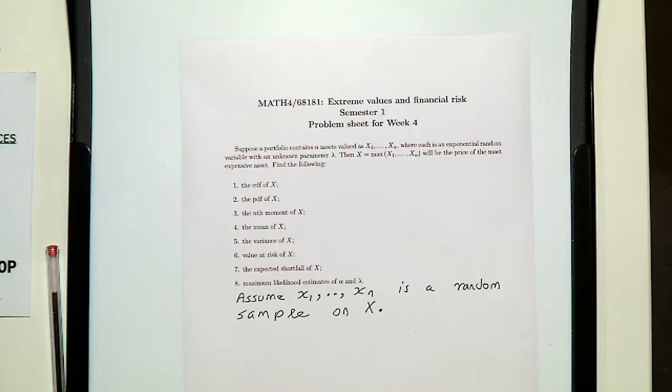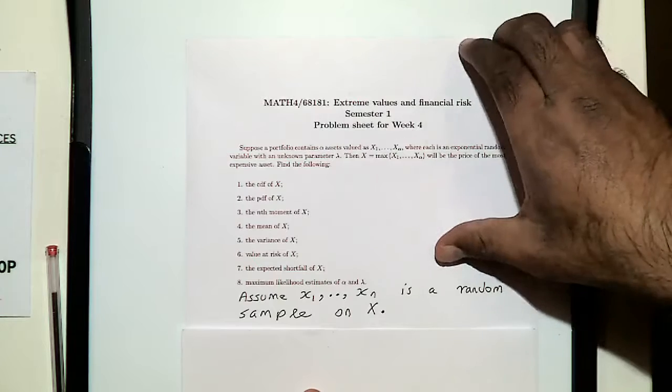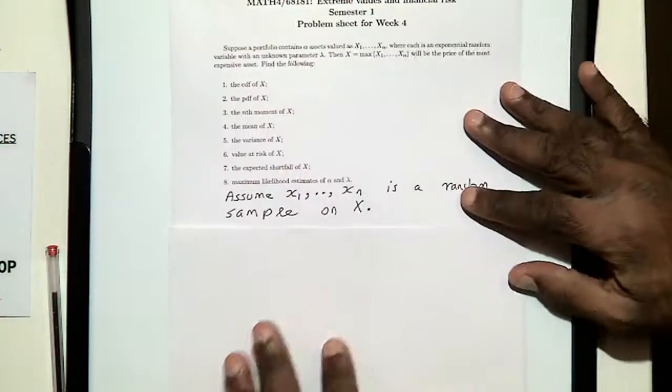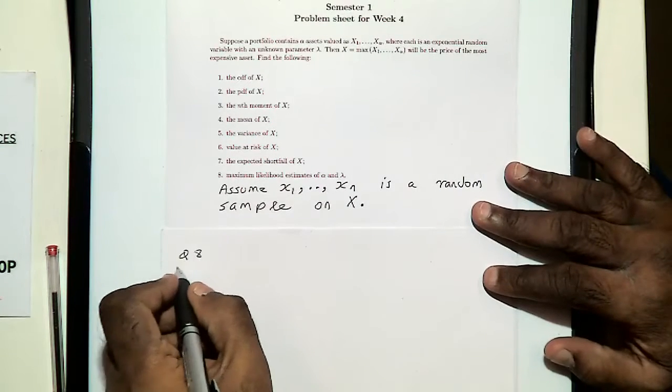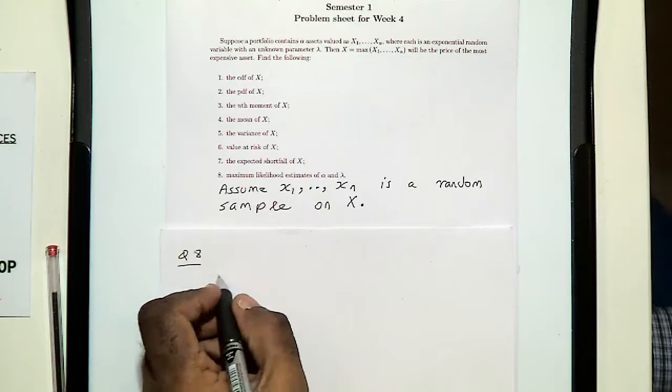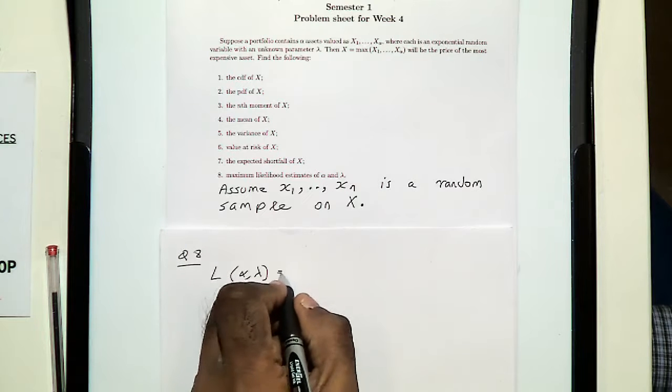All right, guys, have you done it or not? You done the last part? All right, let's see how we can do it. So the first thing you need to do is to write down the likelihood function. So this is part 8. You have two parameters, alpha and lambda.